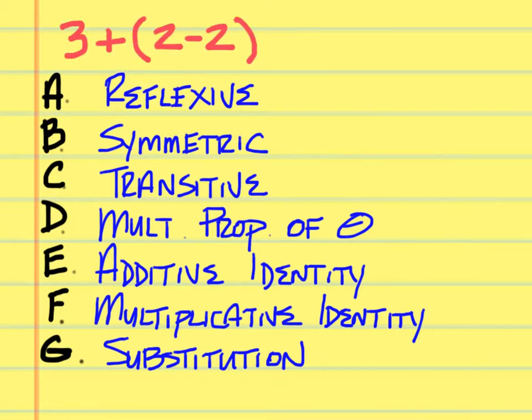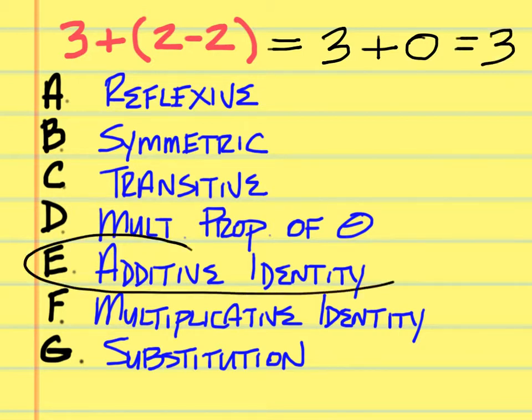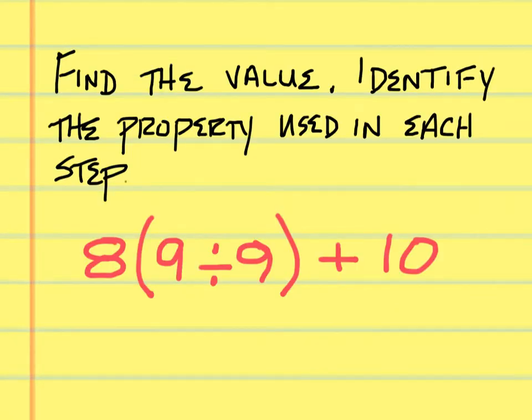If something equals itself, then that is the reflexive property. 3 plus the quantity of 2 minus 2. Look what you can do. What is 2 minus 2? 0. So when I add 0 to something, it does not change it. Additive identity, E.